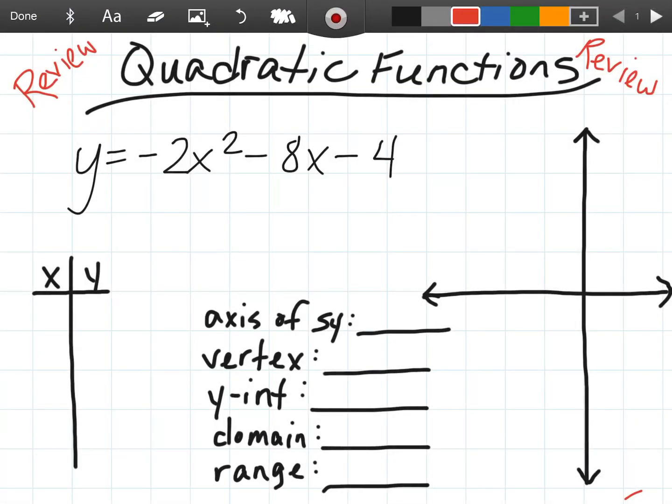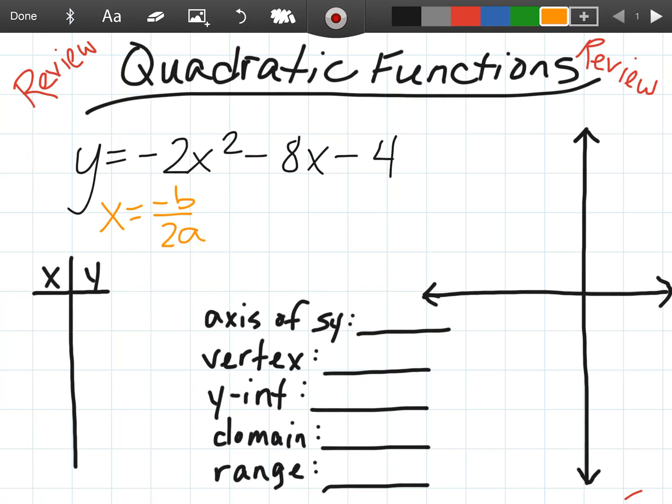Alright guys, we are going to do a quick video to review what we learned on quadratic functions yesterday. Starting with how to graph them, how to make a table, okay? So the very first thing that we learned was finding the axis of symmetry. The formula for finding the axis of symmetry is x equals negative b divided by 2a.